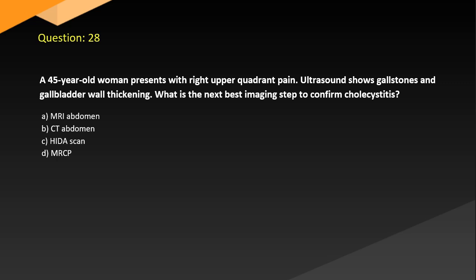Question 28. A 45-year-old woman presents with right upper quadrant pain. Ultrasound shows gallstones and gallbladder wall thickening. What is the next best imaging step to confirm cholecystitis? A. MR abdomen. B. CT abdomen. C. HIDA scan. D. ERCP.